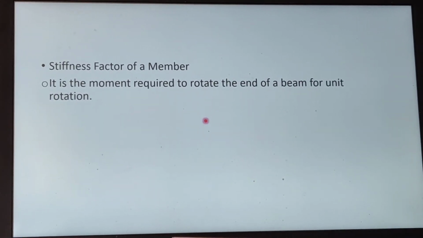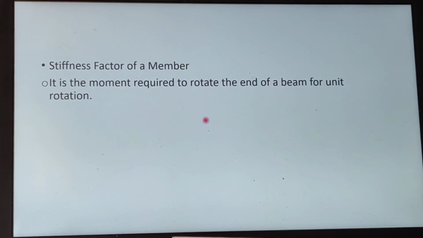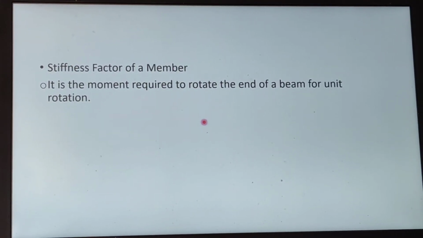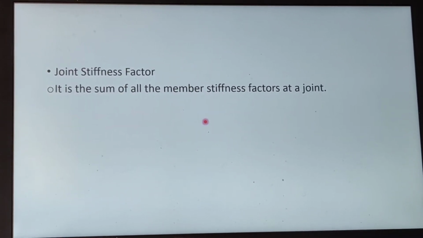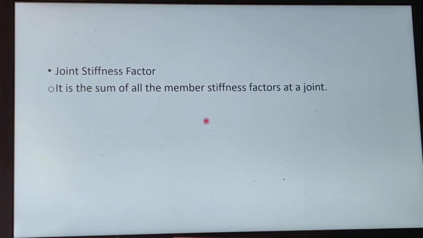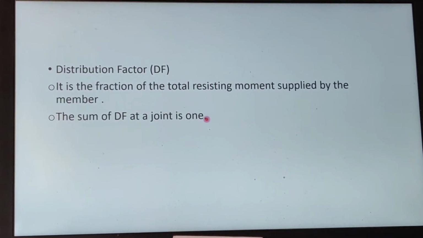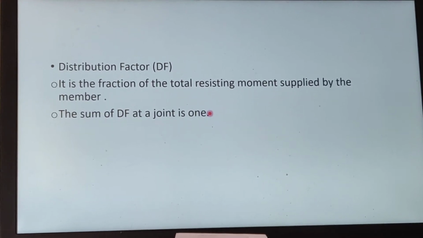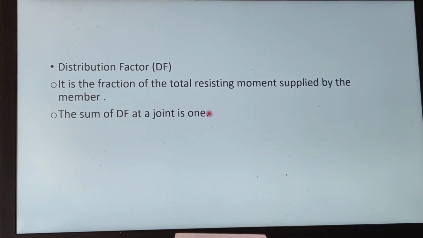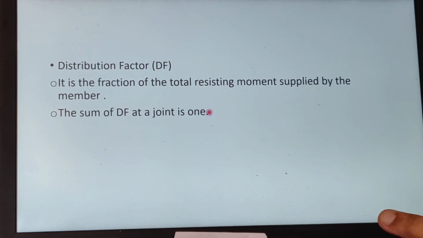Stiffness factor of a member is the moment required for that span to get a unit radian rotation at one end. When a lot of members are connected at one joint, the sum of all those stiffness factors will give you the joint stiffness factor. Then there is the distribution factor, which gives the division of how a member will resist the total resisting moment. The sum of all the distribution factors at a joint will be 1.